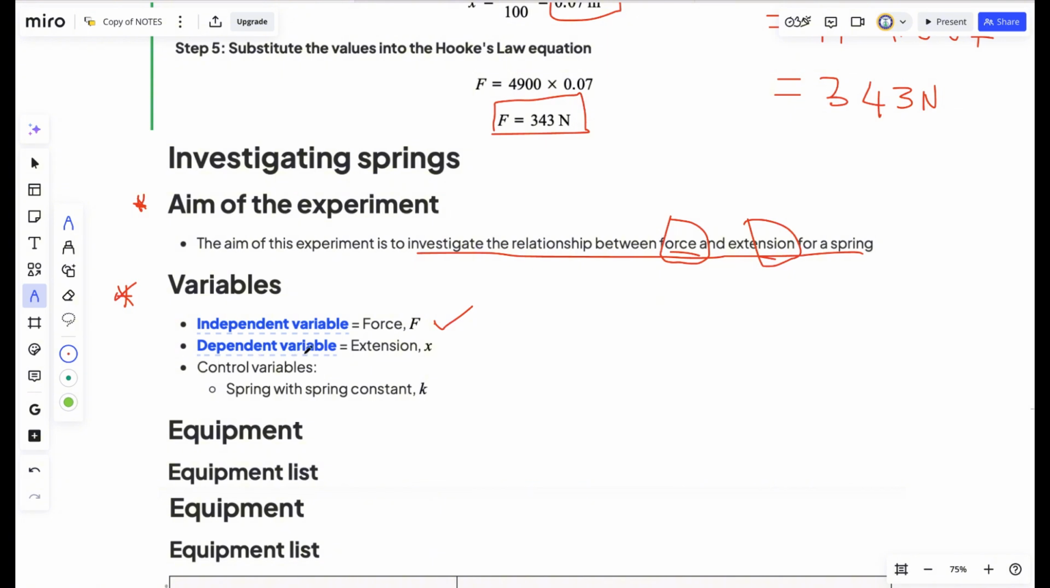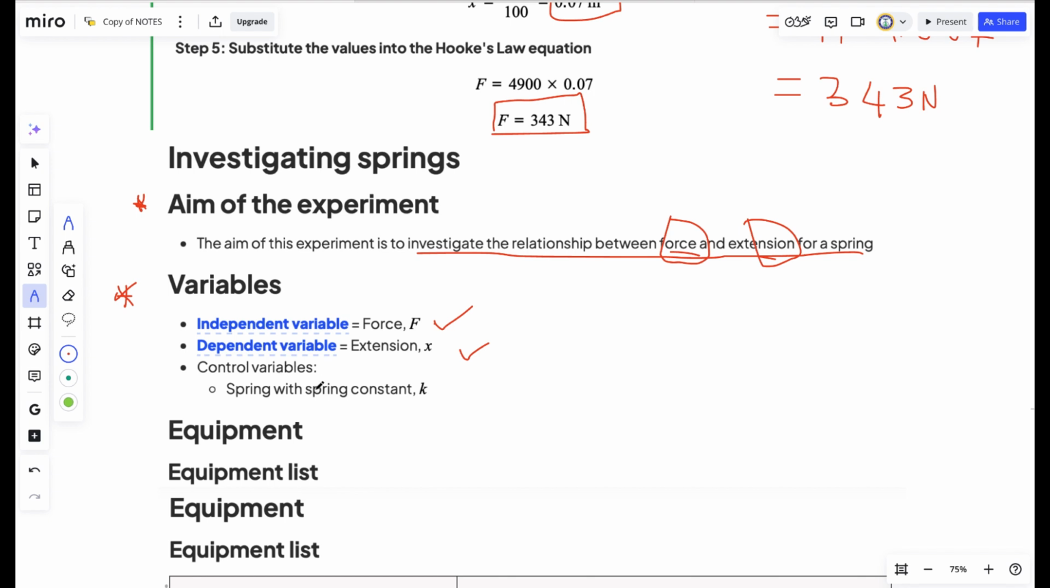Then on the dependent, which one is the dependent variable? Extension. Why is it a dependent variable? Because the extension produced is proportional to the force. Every time you increase the force, there will be an increase in extension. If you decrease the force, extension will decrease. Meaning extension just follows the force. It's depending on the force. It's not a variable standing on its own in this experiment. It's a result of what happens to the force. If I increase the force, extension increases. If I reduce the force, extension decreases. So it's called dependent. It's depending on another parameter. So the dependent variable is the extension. So you put that. Then control variables.